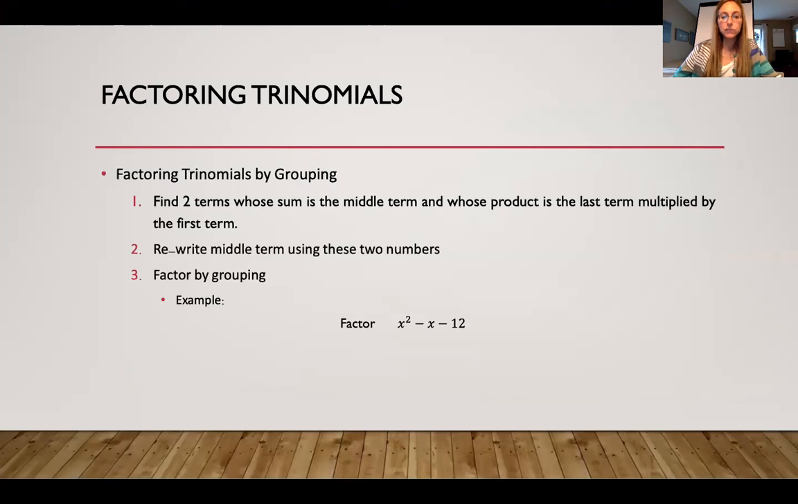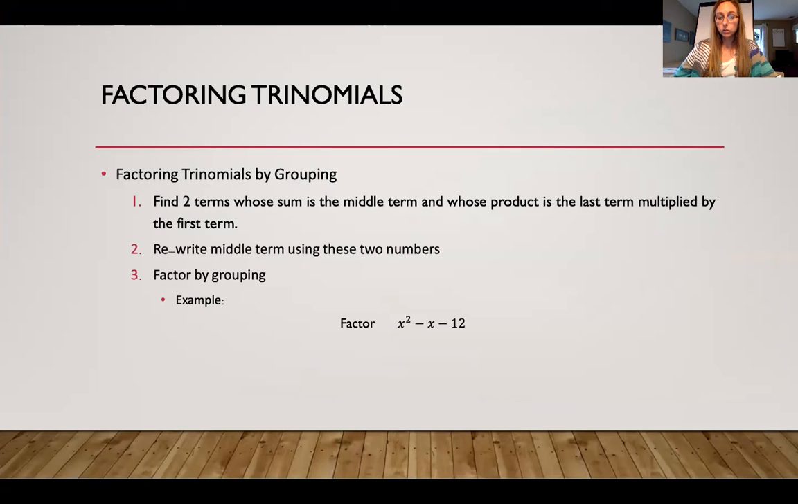So the first step is to find two terms whose sum is the middle term and whose product is the last term multiplied by the first term. Step 2 is to rewrite the middle term using these two numbers, the two numbers that you just found, and then you're going to do factoring by grouping.